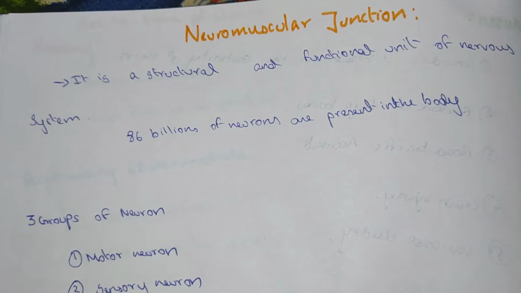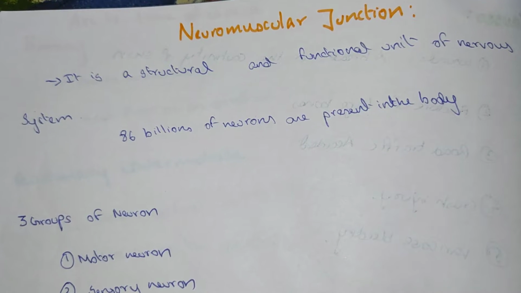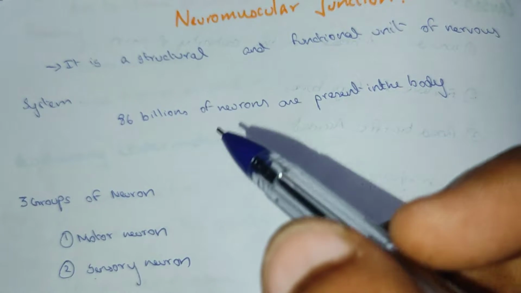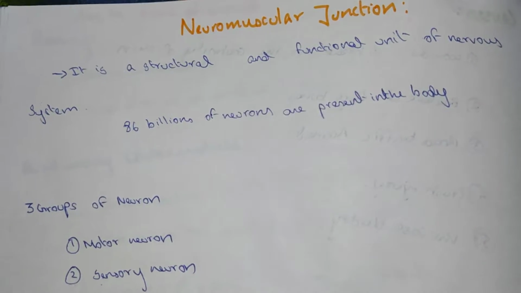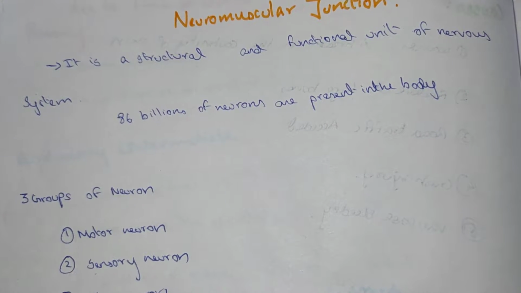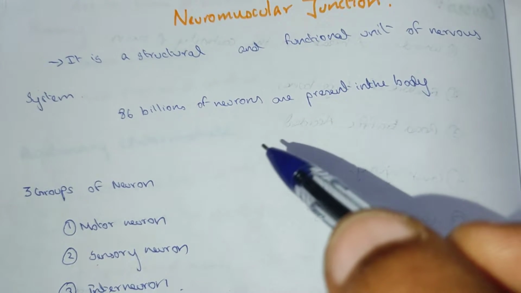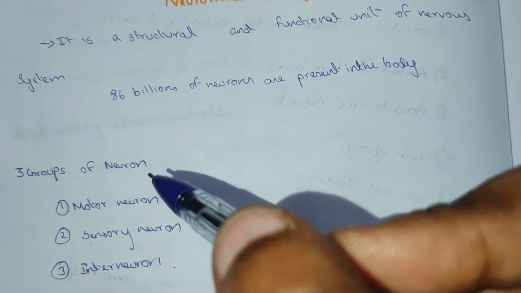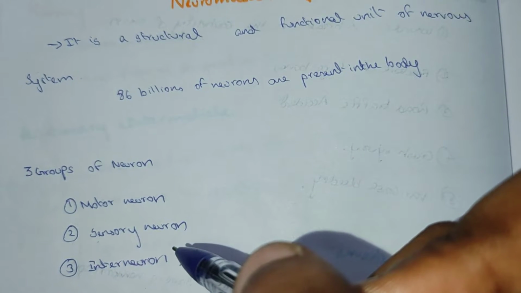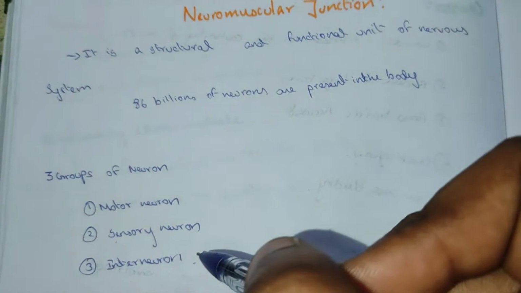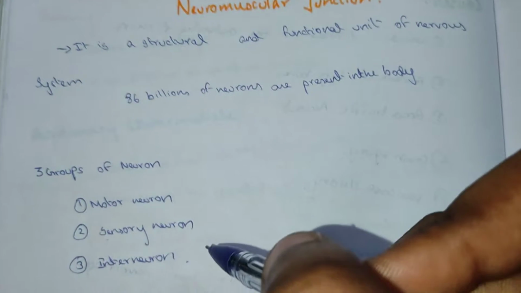In this video, we are going to see about the neuromuscular junction. It is a structural and functional unit of the nervous system. The neuron is a structural as well as a functional unit of the nervous system. There are more than 86 billion neurons present in the body. There are three groups of neuron. The first one is motor neuron, the second one is sensory neuron, and the third one is interneuron. These are the neurons which are present in the body.